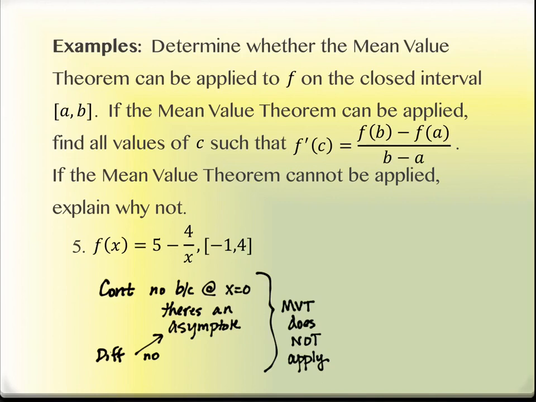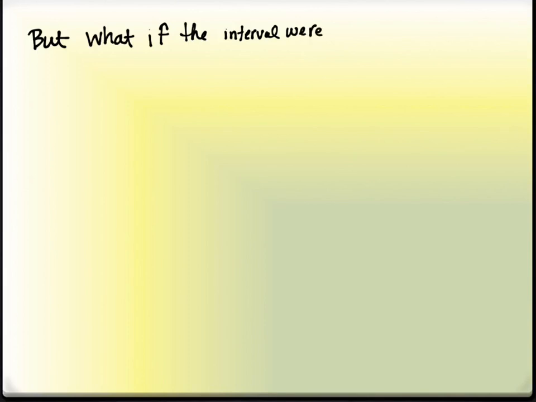We could keep going. So we're going to do it again. Same problem. We're just going to change the interval so that we can see what happens with the same situation, but the interval is different. So what if the interval were 1, 4? Obviously, this is just a new problem. But we're going to use the same equation, right? So our f of x equation was 5 minus 4 over x. And we can go through all the same steps. Is it continuous? Yeah, it is continuous. And it's because it's a rational function.